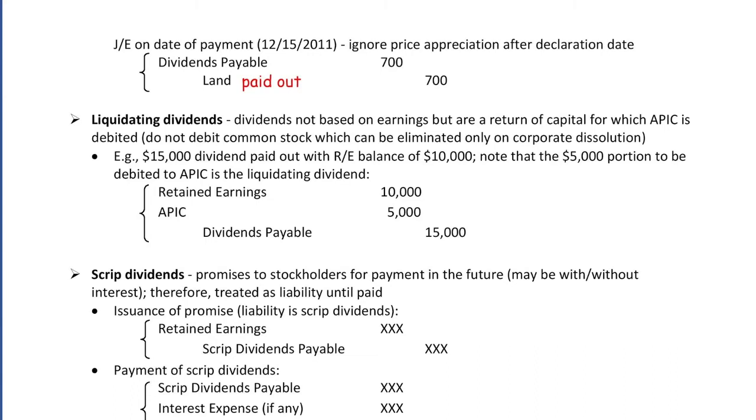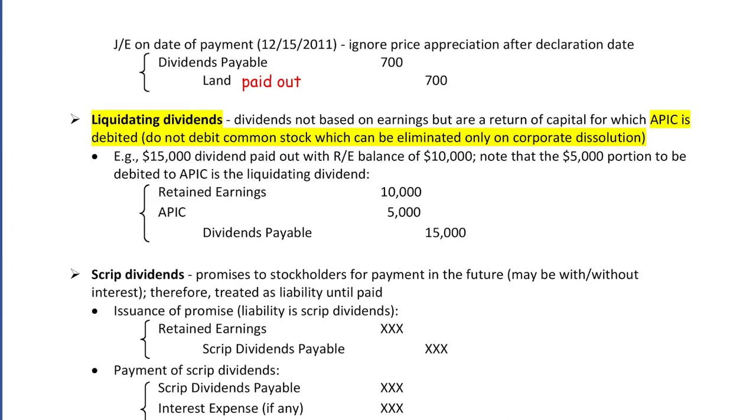Next we're looking at liquidating dividends. These are dividends which are not based on earnings but are a return of capital, for which APIC is debited. Do not debit common stock, which can be eliminated only on corporate dissolution. For example, $15,000 dividends paid out with a retained earnings balance of $10,000. Note that the $5,000 portion is to be debited to APIC, which is the liquidating dividend. So after you debit $10,000 of retained earnings, the balance in retained earnings is zero. So now there's a return of capital of $5,000 which goes into APIC.